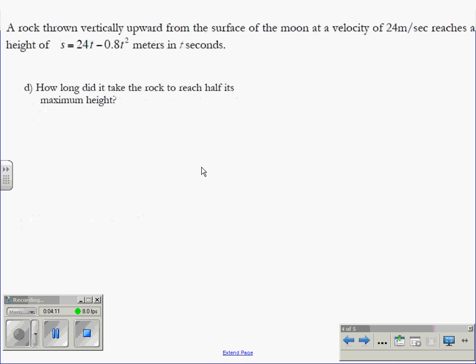All right, another question is, how long would it take the rock to reach half of its maximum height? Remember from the previous problem that the max height was 180, which means half of the height, we're interested in a height of 90. This formula over here, that's the height formula. So 90 equals 24t minus 0.8t squared. And we're going to solve that.